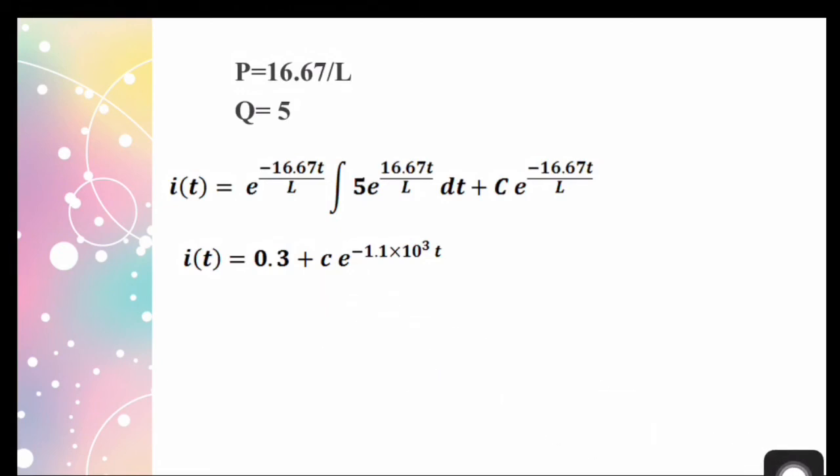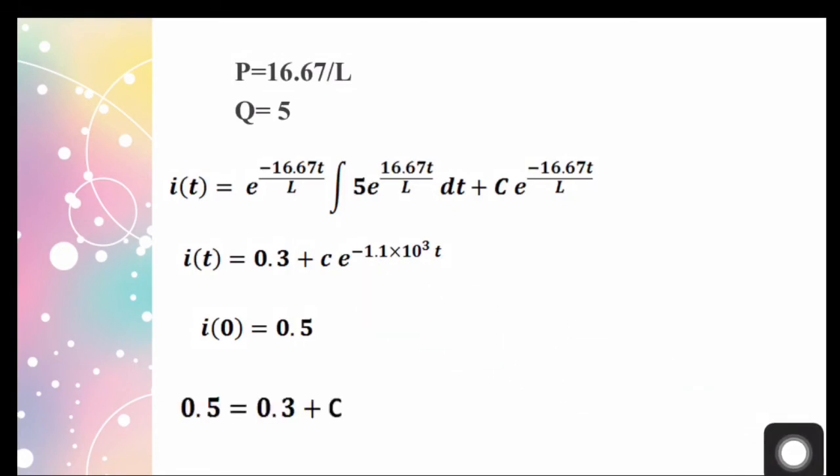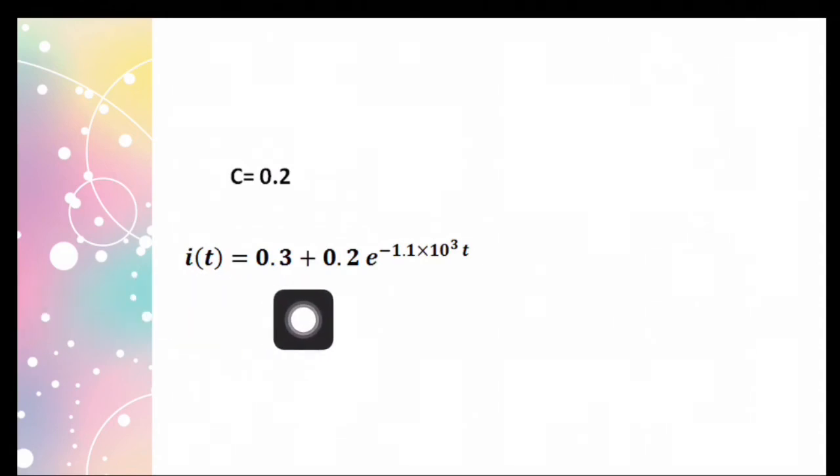How can we calculate the value of constant of integration? For calculating that value, we are going to apply initial condition to this particular equation. The value of I of t at t equal to 0 is already obtained as 0.5. Then by applying this condition to this particular equation, we get 0.5 is equal to 0.3 plus c, or c is equal to 0.2. Finally, our I of t is 0.3 plus 0.2 e raised to minus 1.1 into 10 raised to 3t.